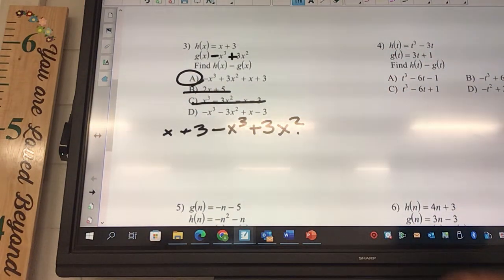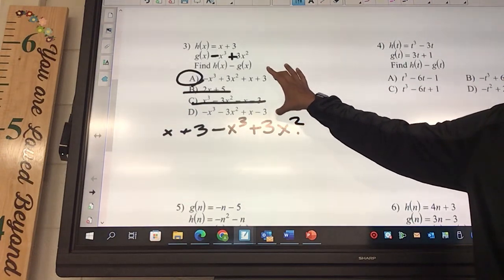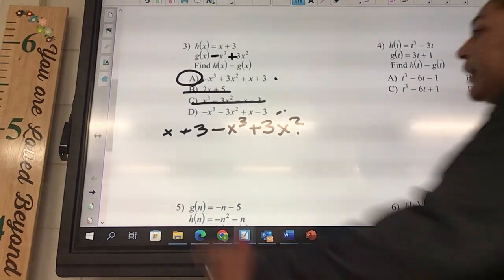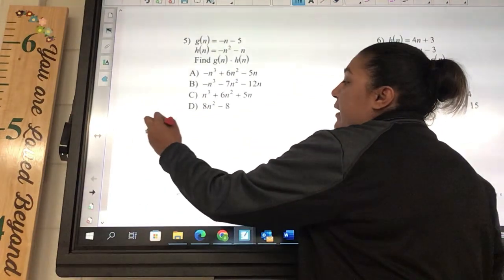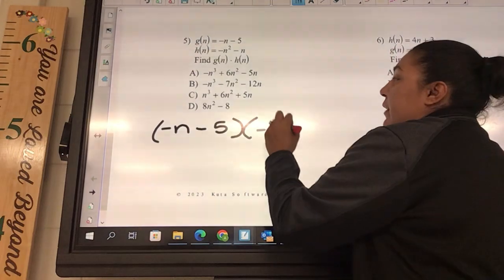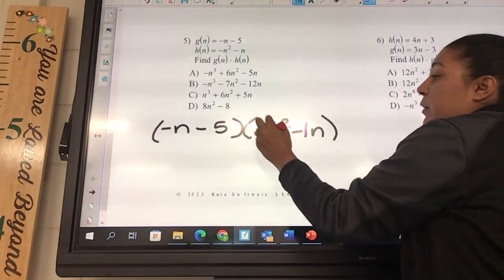On this one you need to be very careful because A and D are very, very similar. It's the signs, so pay close attention to those. For the multiplication, you're going to have to do some math. We got negative n minus 5 times negative n squared minus n. I would fill in these with ones.